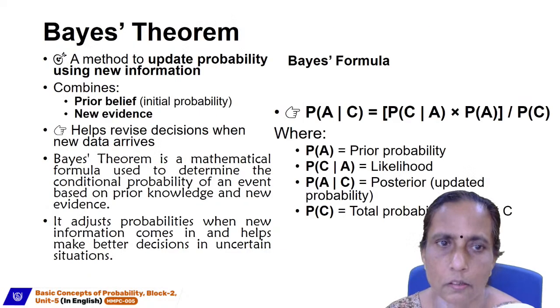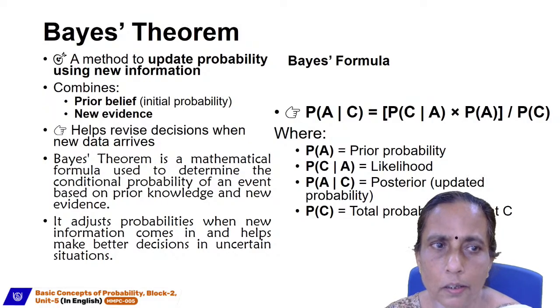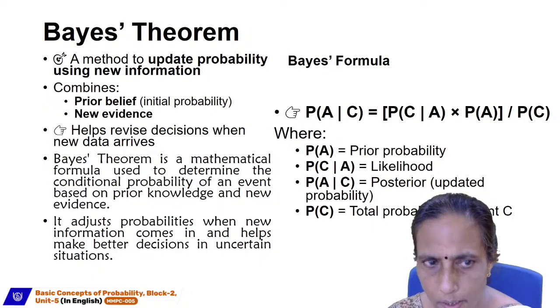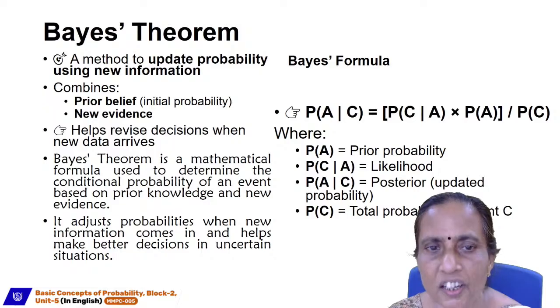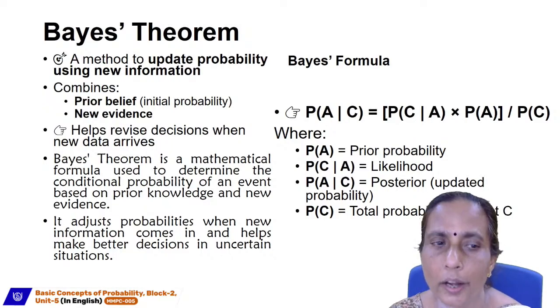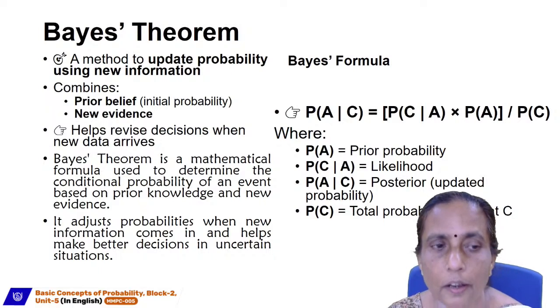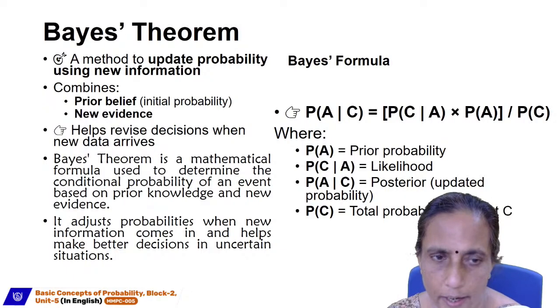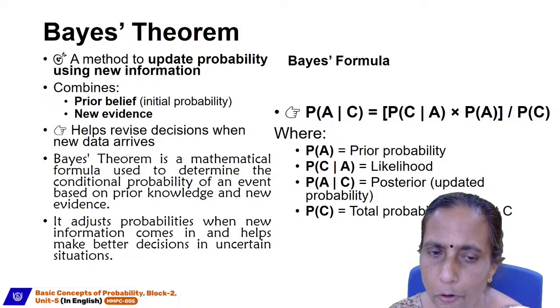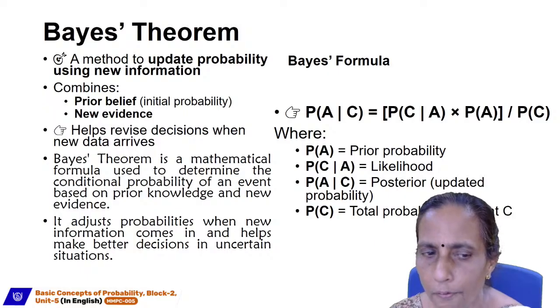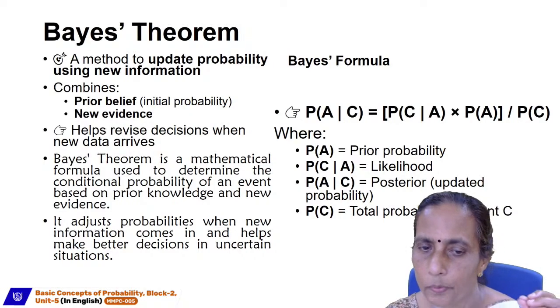Okay. So Bayes theorem is a method to update probability using new information. It combines prior belief, that is initial probability, and the new evidence. It helps revise decisions when new data arrives. Basically, Bayes theorem is a mathematical formula used to determine the conditional probability of an event based on prior knowledge and new evidence.